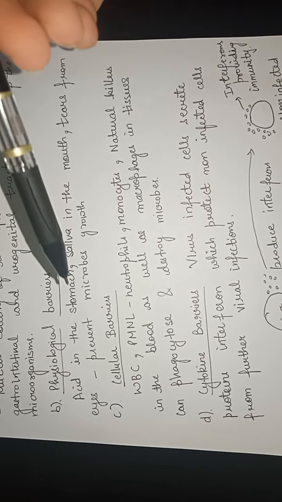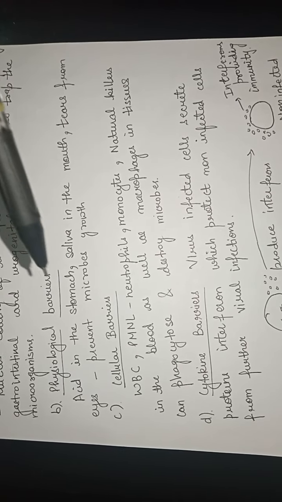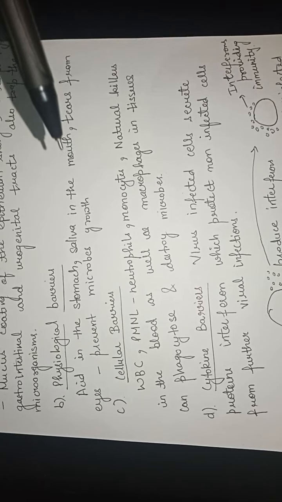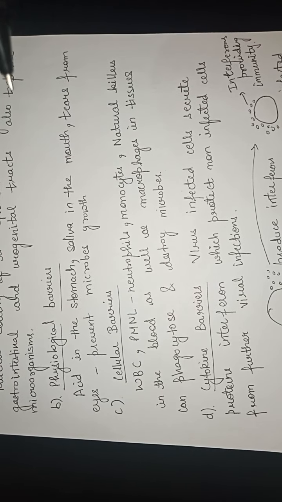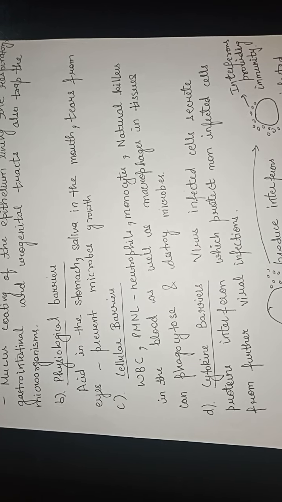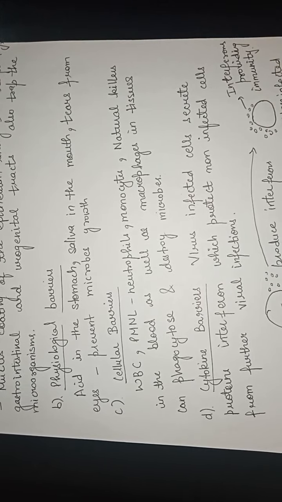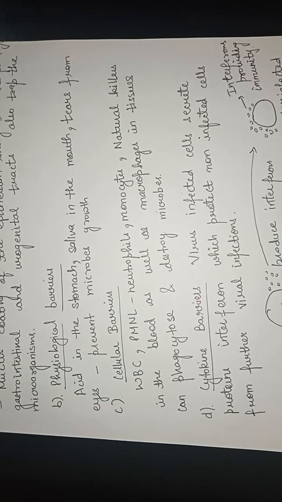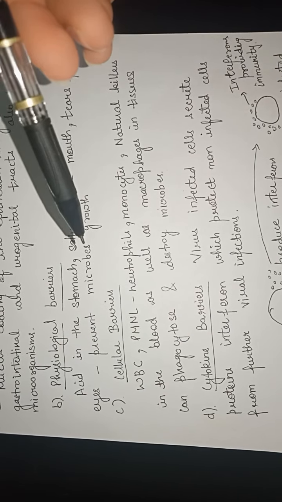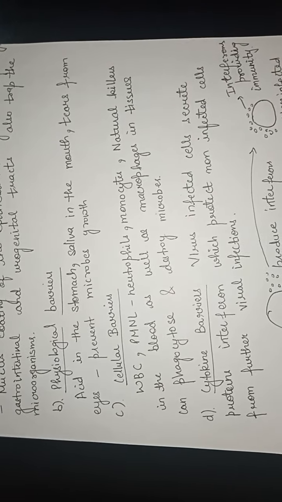Now next is the physiological barriers. Physiological barriers are like acid in the stomach, saliva in the mouth, and tears from the eyes. They provide a particular pH, an acidic low pH, to the pathogens, so they are not able to live or grow there. They prevent microbial growth at a particular pH, like 2 to 3.